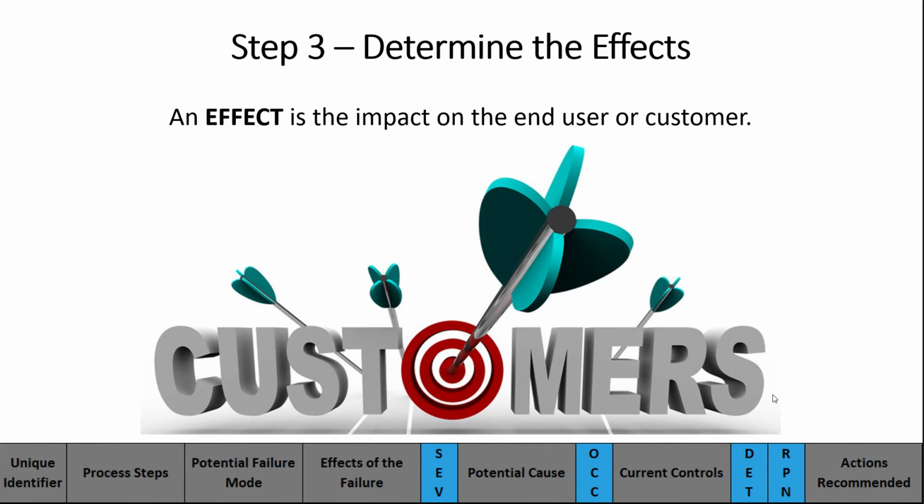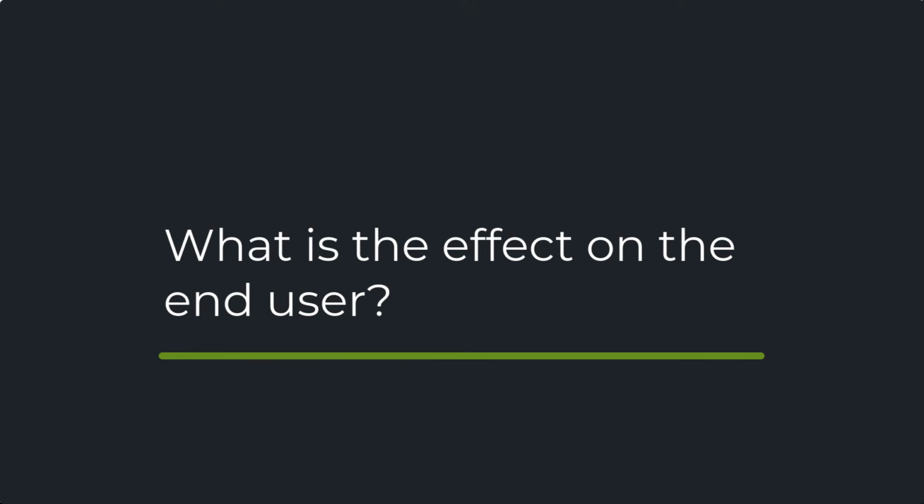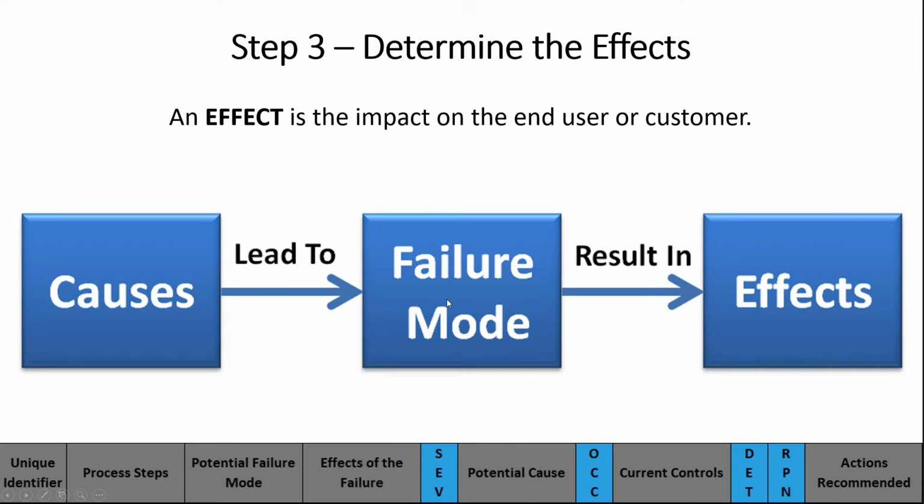So when we talk about the effect of a failure mode, what we're really talking about is the impact on the end user. When our process fails, when this failure mode occurs, what is the effect on the end user? And we want to have that discussion, because your effect is what drives your severity score. So here we are, we're down here, we're talking about the effects of the failure, and there's a reason that we put effects right next to severity. The impact on the end user should drive your severity score.